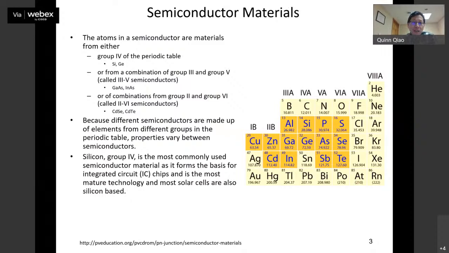So now let's see the semiconductor materials, as we just talked about. Group 4, then group 3-5, and then group 2-6. Group 4, 3-5, and then 2-6. These are the common semiconductor material elements people use to grow semiconductors.